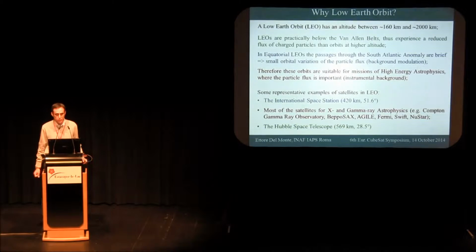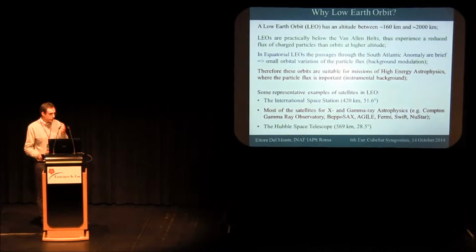Why are we interested in low Earth orbit? So just a few words of definition. Low Earth orbit is generally considered to have an altitude between about 160 kilometers and 2,000 kilometers. These orbits are practically below the Van Allen belts. This means that satellites flying there will experience a reduced flux of charged particles. In addition, if we take into account low Earth orbits near the equator, so at low inclination, the passages through the South Atlantic anomaly are really brief, 10 to 12 minutes, for example.